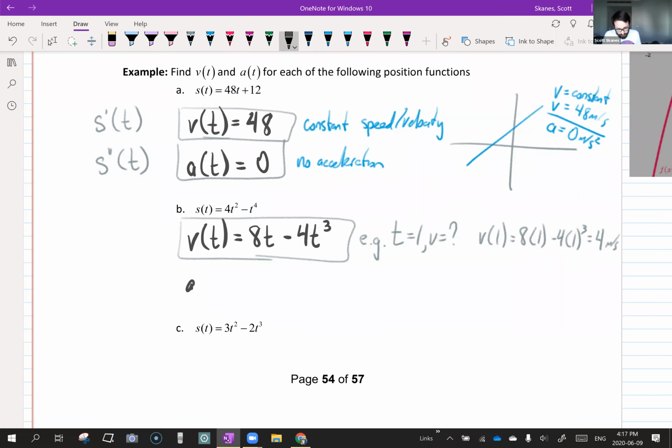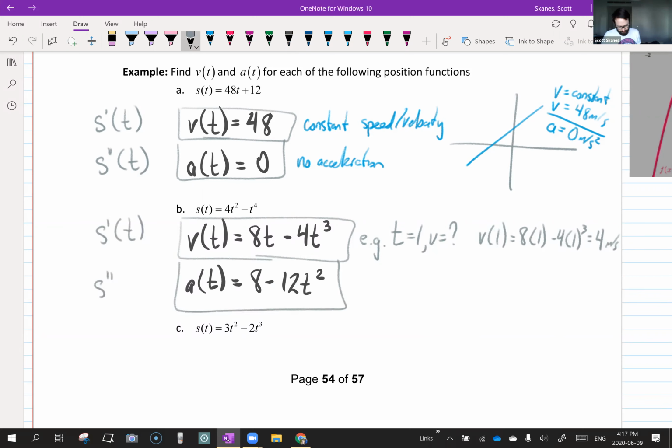Let's get the second derivative. So Ibrahim, I just said, for example, if time was 1. Yeah, it just came off the top of my head. The first derivative of velocity is 8 minus 12t squared. All right, this is the first derivative of the position. This is the second derivative of the position.